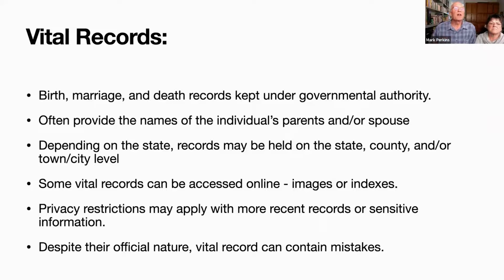An important type of record that we're going to look into are vital records. These are birth, marriage, and death records that are kept under governmental authority, like I mentioned, state or county or local level. Oftentimes, these records about an individual will include references to their parents or a spouse, so it can add to our knowledge about that individual. And as I said, depending on that particular state, those records may be held at a state, county, or local level. Some vital records now can be accessed online.